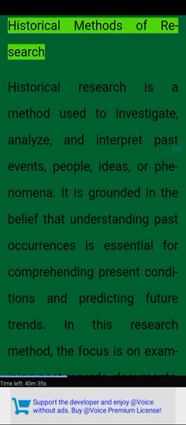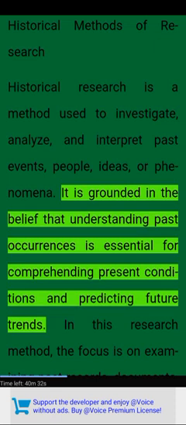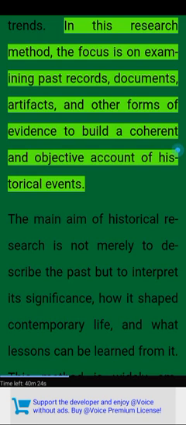Historical methods of research. Historical research is a method used to investigate, analyze, and interpret past events, people, ideas, or phenomena. It is grounded in the belief that understanding past occurrences is essential for comprehending present conditions and predicting future trends. In this research method, the focus is on examining past records, documents, artifacts, and other forms of evidence to build a coherent and objective account of historical events.